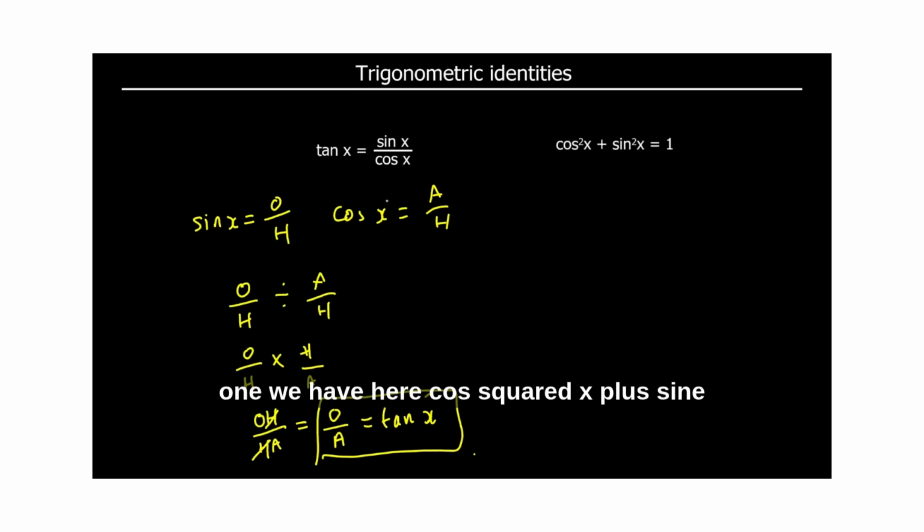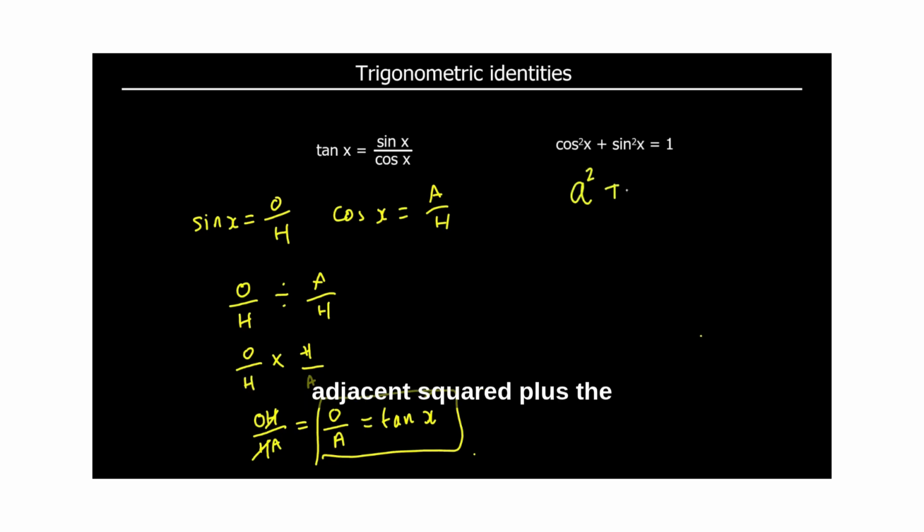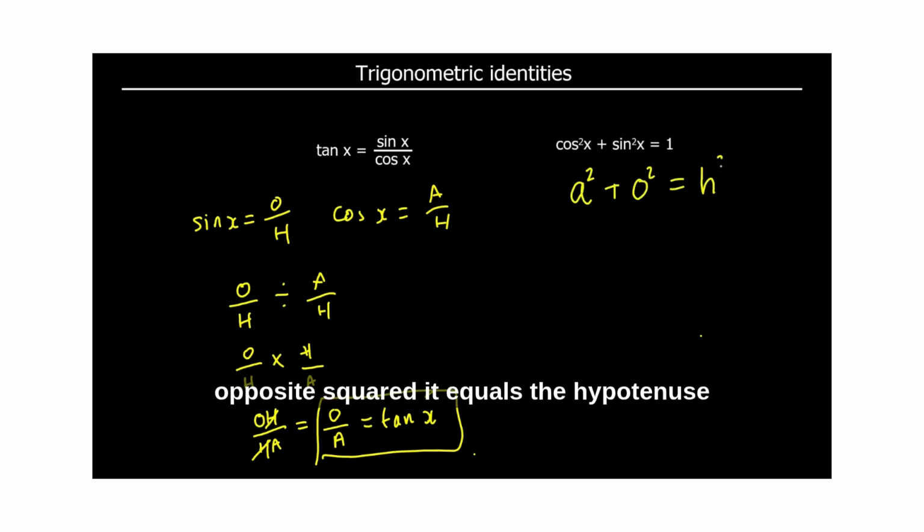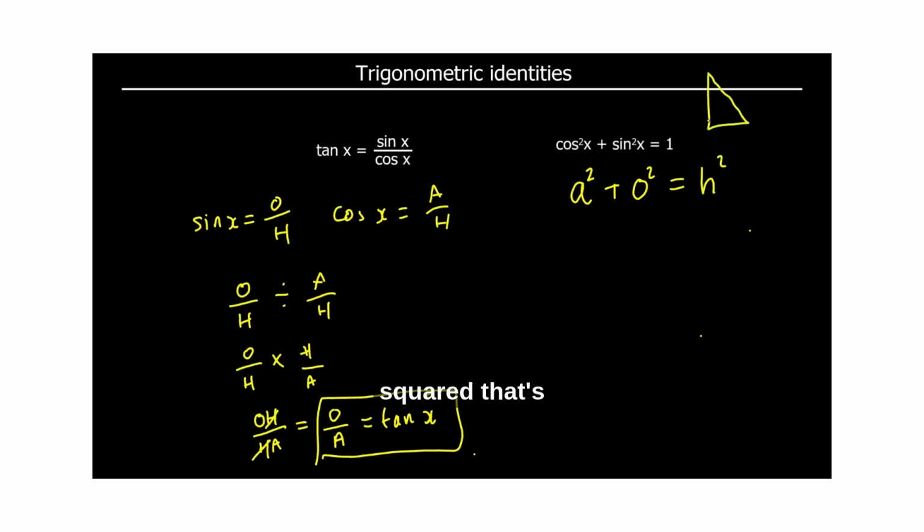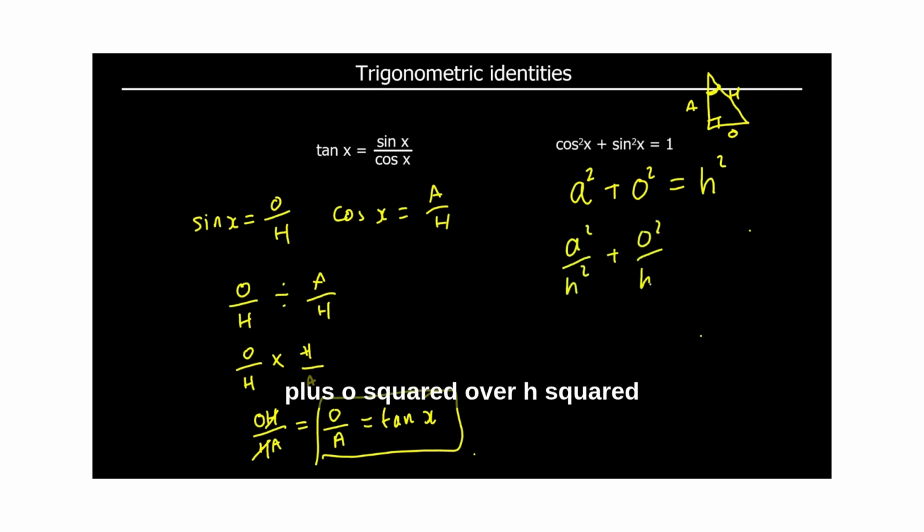The other one we have here, cos squared x plus sine squared x equals 1. This one comes from Pythagoras' theorem. If we have the adjacent squared plus the opposite squared, it equals the hypotenuse squared. That's Pythagoras' theorem. That works for any right-angled triangle. And then let's just divide through by hypotenuse squared. So a squared over h squared plus o squared over h squared equals h squared over h squared.